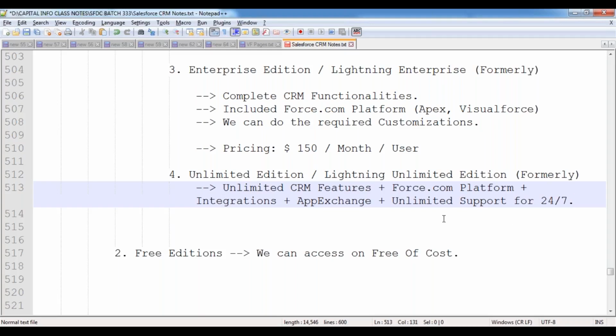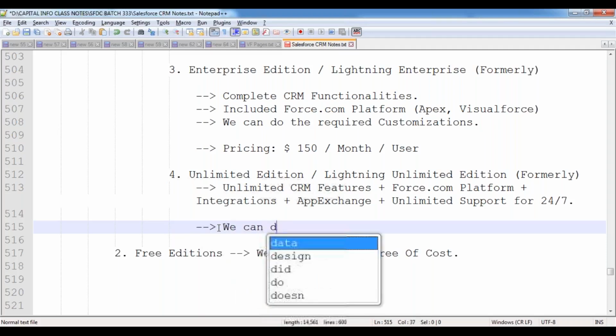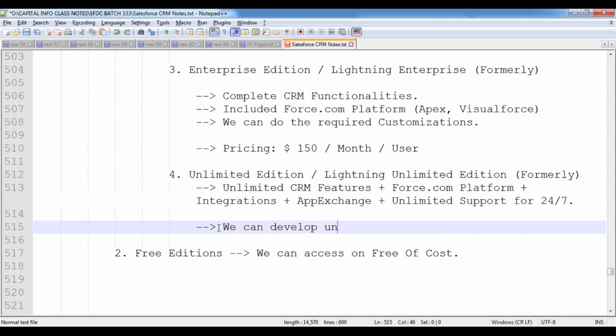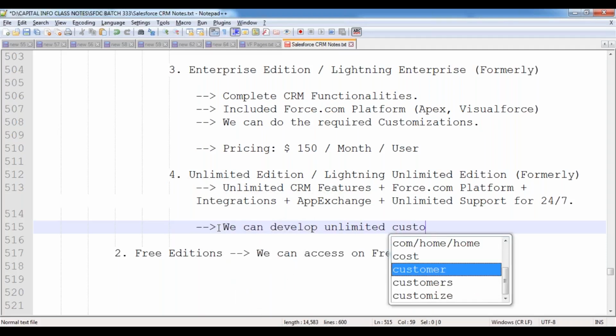Now, in this case, Salesforce is providing the unlimited edition, which will have unlimited functionalities, and we can develop unlimited custom applications.